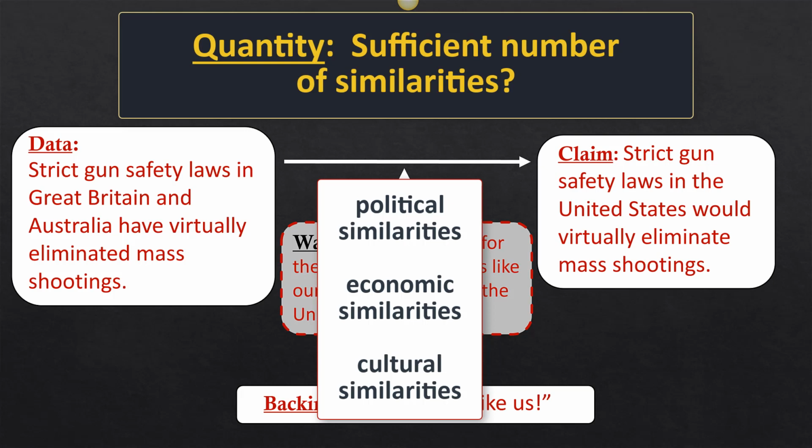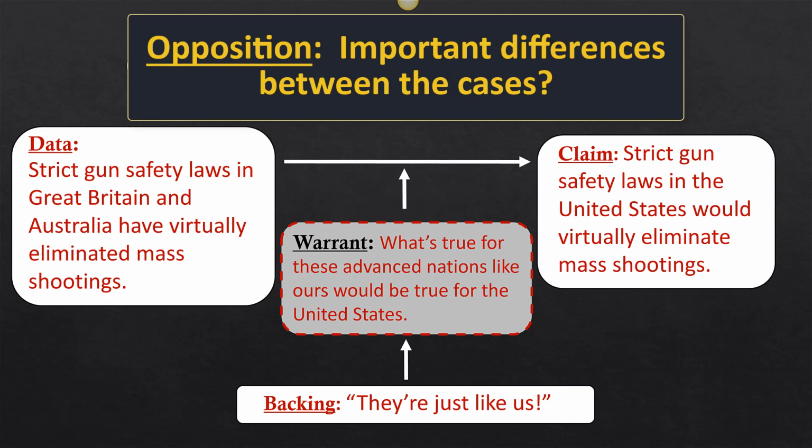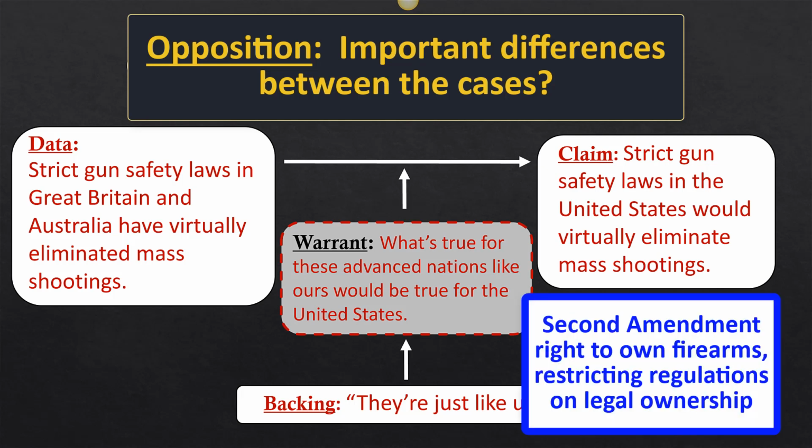But then we get to the test of opposition. Are there important differences between the objects that make the proffered comparison unreasonable? This is an area where critics of Obama's argument have been pretty vociferous, and to some extent they have a pretty valid point. Because if there is one very significant difference between Great Britain and Australia on the one hand and the United States on the other, it's that the United States has a Second Amendment. The right to keep and bear arms shall not be infringed.